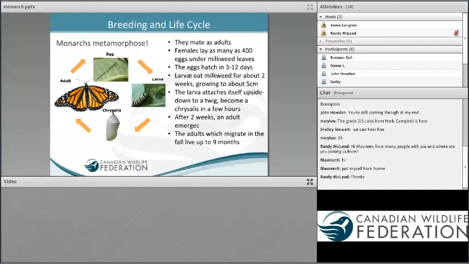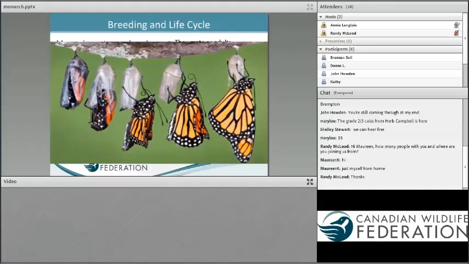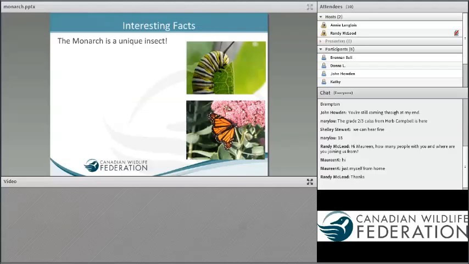So the adults, which migrate, so the ones that leave Canada and go all the way to Mexico, they can live up to 9 months. And that's probably the maximum that they can survive. So that's basically how it looks when an adult monarch comes out of the chrysalis. So it's a pretty unique insect, the monarch. You have a better picture here of the caterpillar eating away at a milkweed leaf, and actually an adult at the bottom on a milkweed flower.